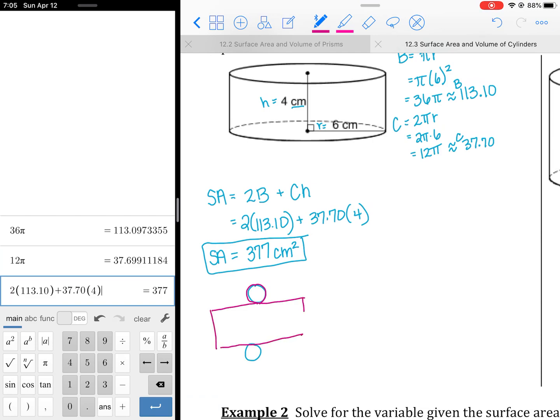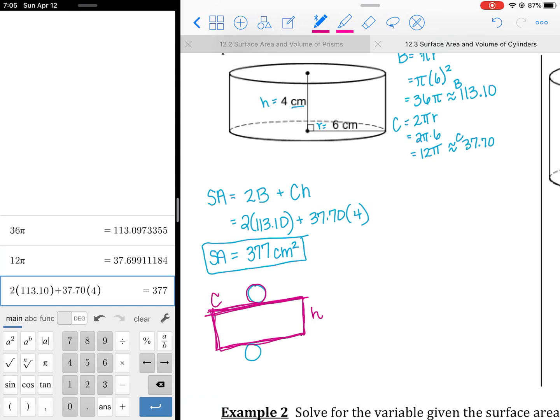So the height is still the distance between them, but what I've done is I've unwrapped it so that this side length is the circumference. So I have the area of the two circles plus circumference times height to make up for this rectangle. So that's how I'm getting my surface area. It's like unwrapping that into a two-dimensional figure and laying it out flat.